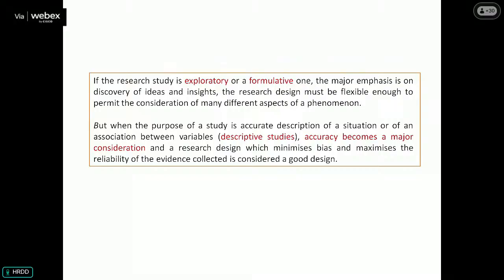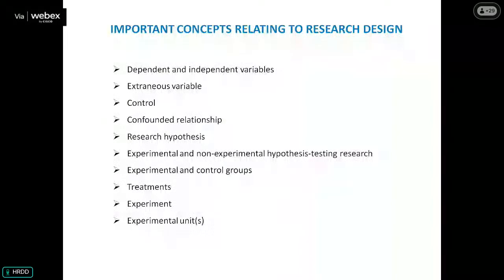But when the purpose of the study is accurate description of a situation or of an association between variables, accuracy becomes a major consideration. So for exploratory research we can play away with accuracy, but for experimental research, where you are establishing a relationship between variables, accuracy is important. So these are the concepts.